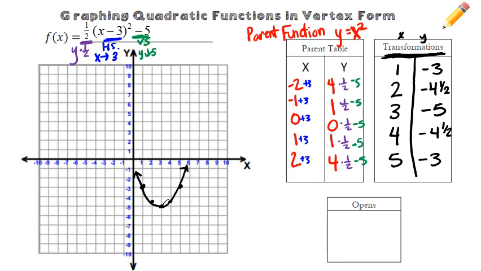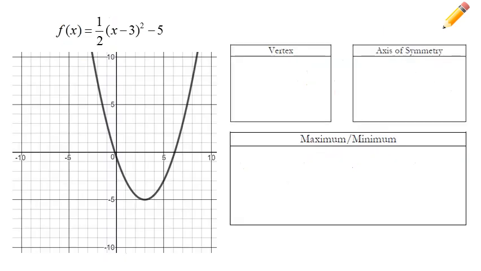Let's start answering some of our questions. I know because the function is positive that it always opens up, and I can tell by my graph. Here's that same graph that I've carried over. Our vertex, we can tell from our table. If you look at your table, your vertex was at 3, -5. Your axis of symmetry then also occurs at 3, and it's going to be x equals 3.